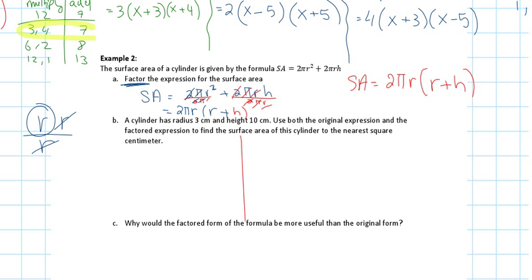So what do I plug in for R? 3. So I'm going to write 2 pi times 3 squared plus 2 pi. What's R again? 3. What's H? 10. Okay? So you see what I did? I took my first formula, which is the one that they've given me, and I replaced R with its value, H with its value. Yes or no?